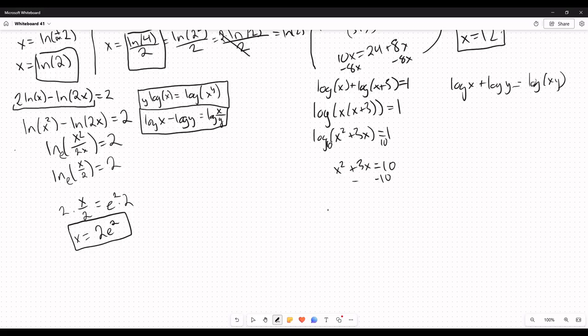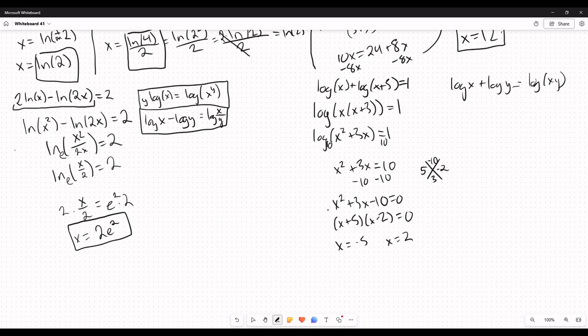I'll go ahead and start by getting one side equal to 0. So we'll have x squared plus 3x minus 10 equals 0. I can make a little diamond. I want two numbers that multiply to negative 10 and add to 3. After you think about that a little bit, you'll get that 5 and negative 2 work great. So we get x plus 5 times x minus 2 equals 0. And we get x equals negative 5, x equals 2 as our solutions.